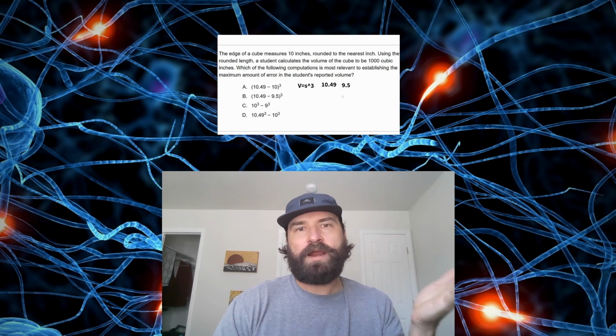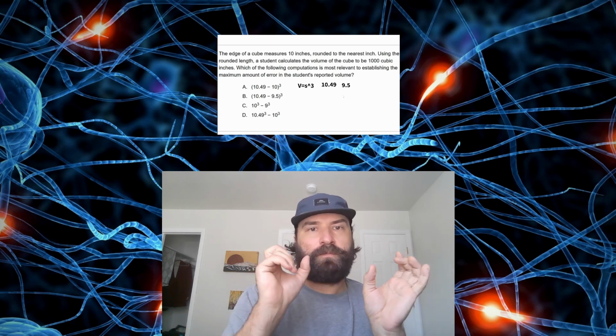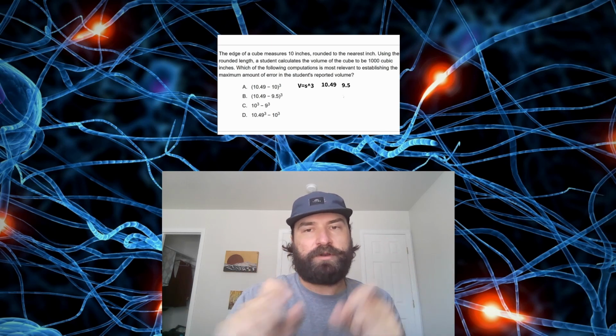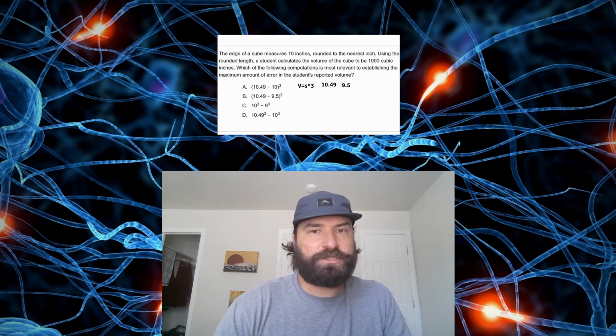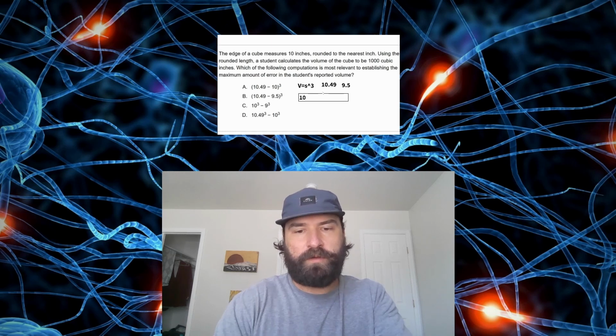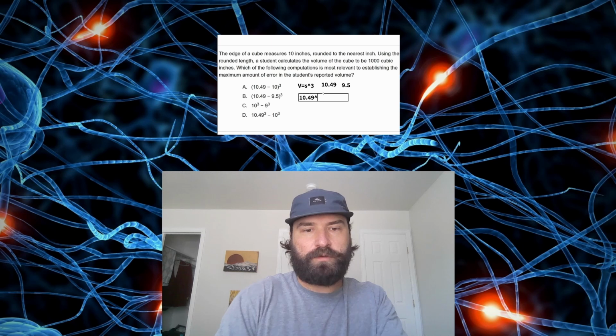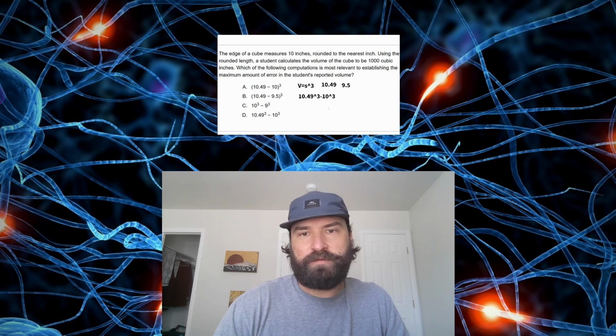So to calculate error, we would just take the actual volume of the thing and subtract the rounded volume of the thing. We can actually do that with both of these values and compare them. So the actual volume would be 10.49 cubed, if that was the actual value, and then we would subtract the rounded volume, which would be 10 cubed, and that would give us our answer. That looks a lot like D, right? That answer right there looks a lot like D.